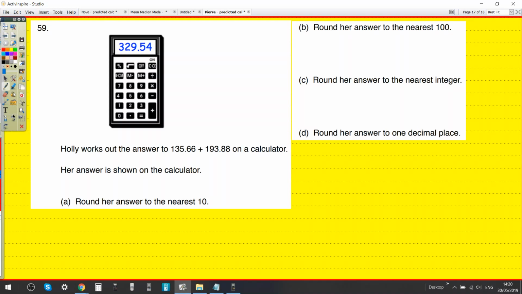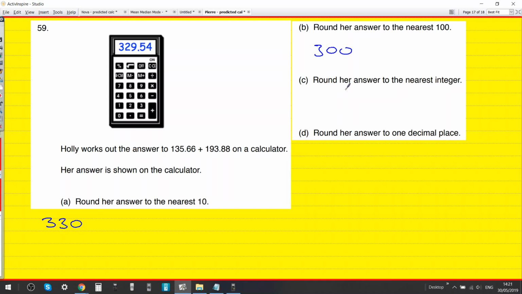So with this, what did you get there? To round up to the nearest 10 would be 330. Nearest 100 would just be 300.